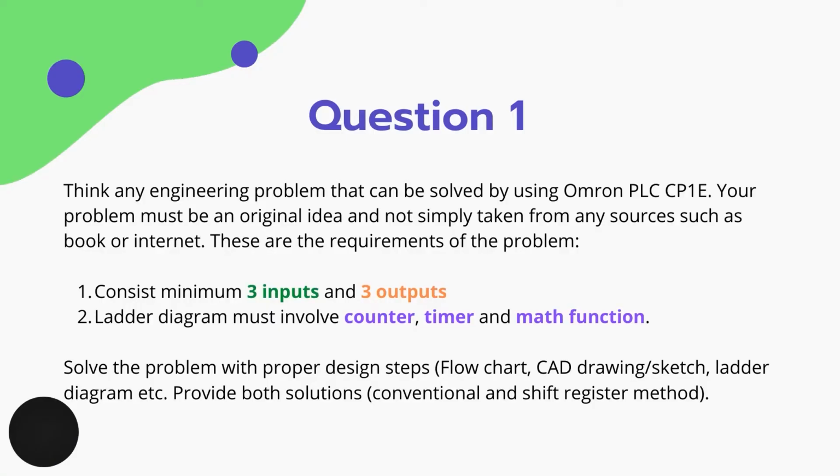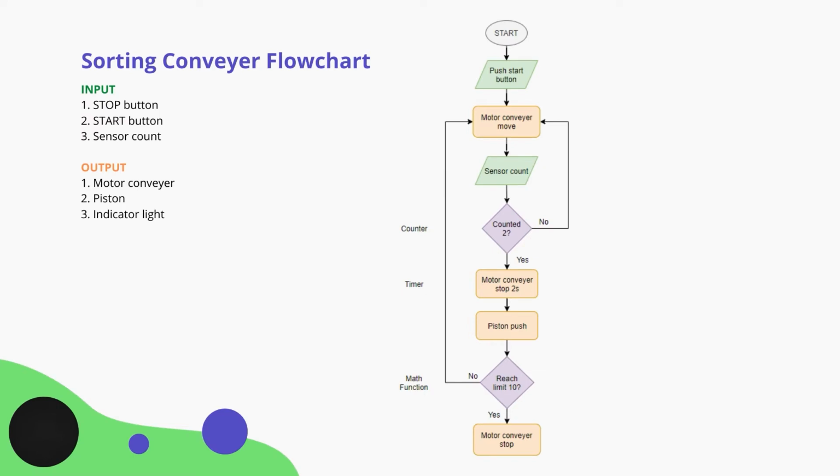Question 1. We need to think of any engineering problem that can be solved by using the OMRON PLC CP1E. We need to include a minimum of 3 inputs and 3 outputs in the circuit, and the diagram must involve a counter, timer, and shift function. First of all, our engineering problem is a sorting conveyor.